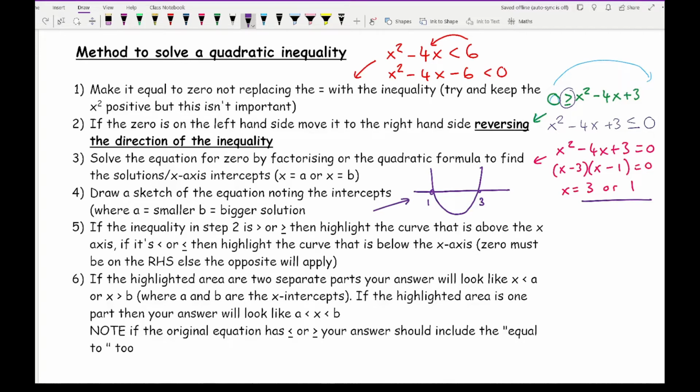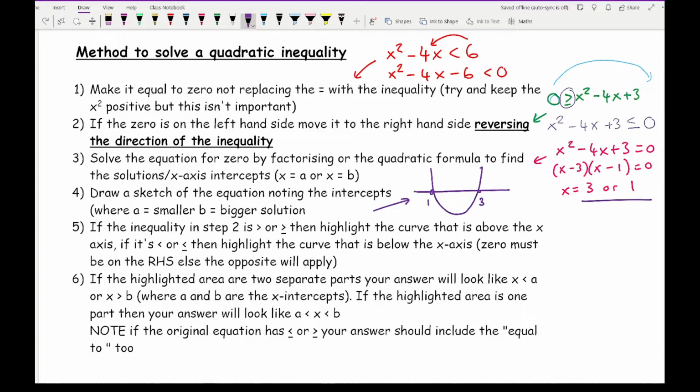And again, it didn't really matter if it was a negative parabola because those two values would be the same, but rather than having a smiley face, I would end up with a sad face. Step 5 then says if the inequality in step 2 is less than or equal to, then highlight the curve that is below the x-axis. If it's greater than or equal to, then highlight the curve that is above the x-axis, and 0 must be on the right hand side, else the opposite will apply. So try and keep this all consistent of having the 0 on the right hand side for this rule in step 5 to make sense.